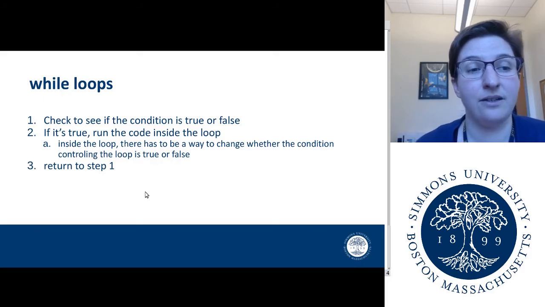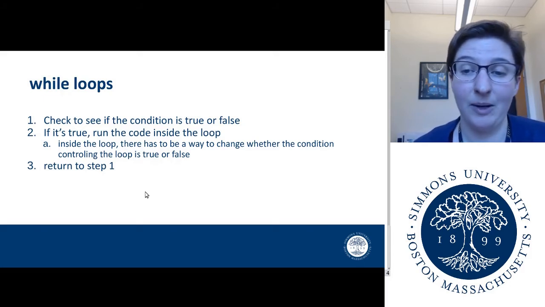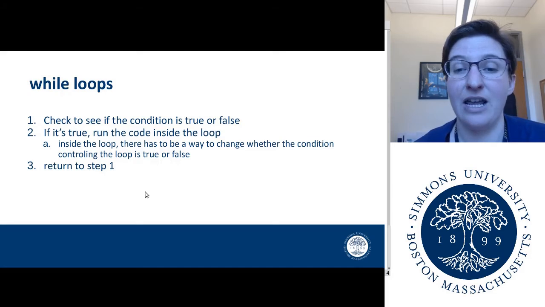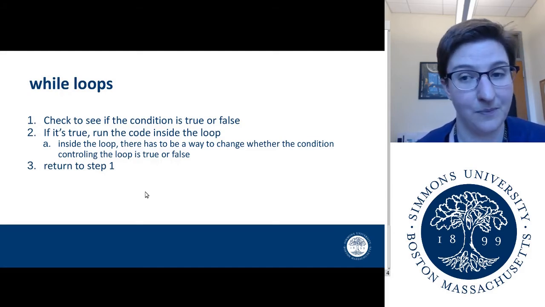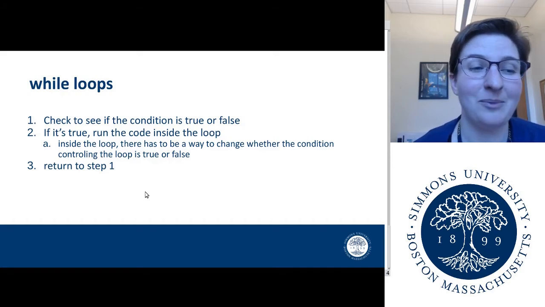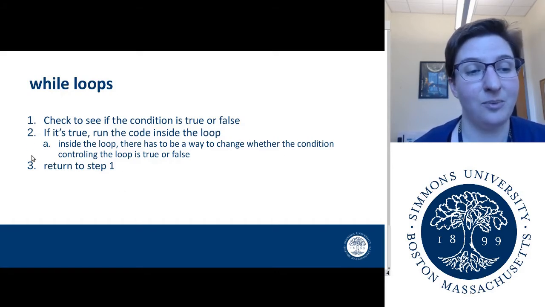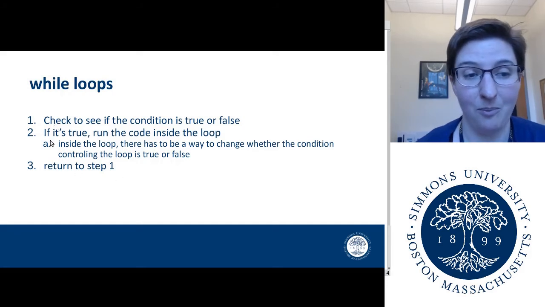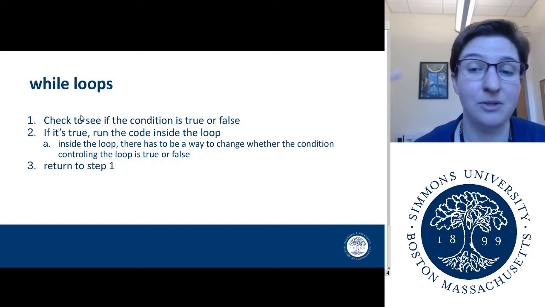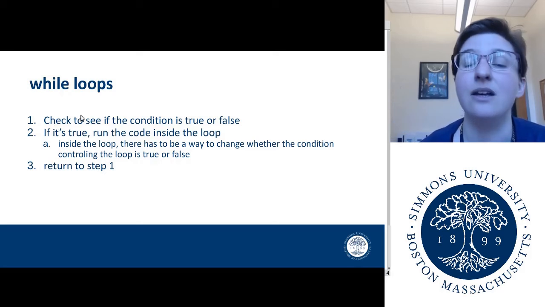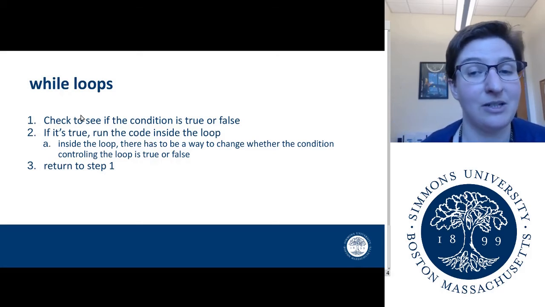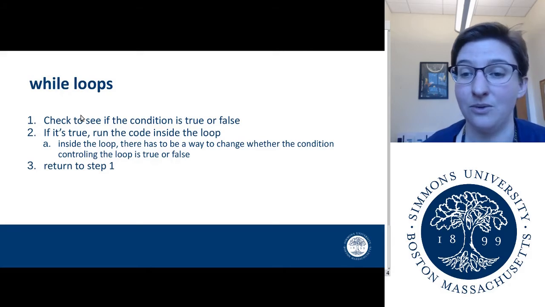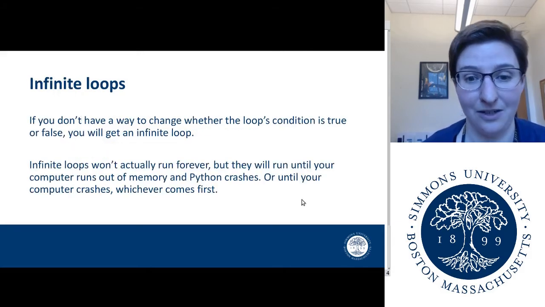Inside the loop, and this is a really key thing to remember about while loops, there has to be a way to change whether the condition controlling the loop is true or false. As you run a while loop, you check if the condition is true, you run the code inside the loop, and then you go back to step 1. And you just keep doing that until the condition is false. The reason I'm saying you have to be able to update the loop is because if you don't, you end up in an infinite loop.